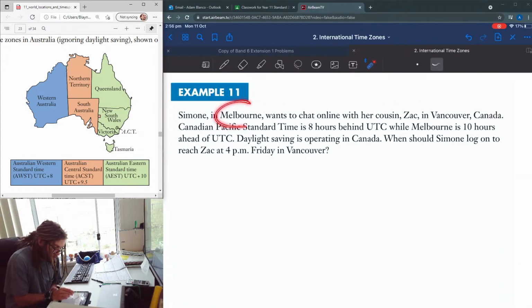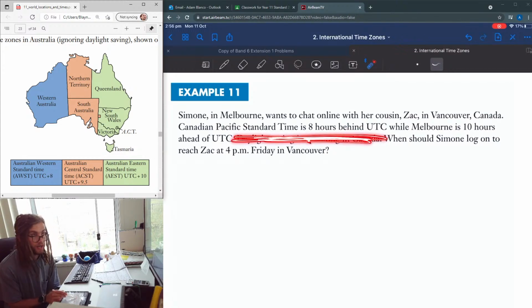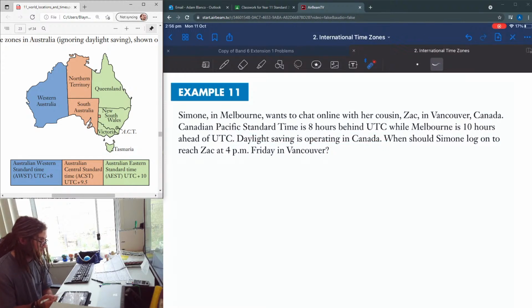Okay, so this person's in Melbourne. They want to talk to someone that's in Canada. Canada Pacific Standard Time is 8 hours behind UTC. Melbourne's 10 hours ahead of it. Now, Canada have daylight savings. So how we're going to start with this one is just pretend this sentence doesn't exist. Daylight savings operates in Canada. Pretend that doesn't exist and we'll work it out, and then we'll add on the daylight savings.